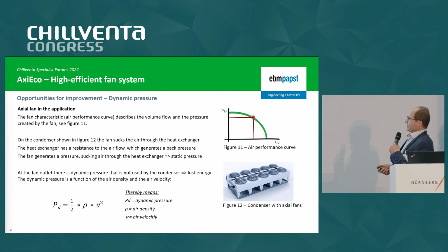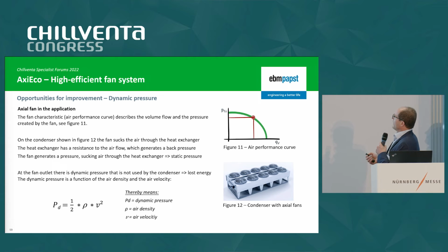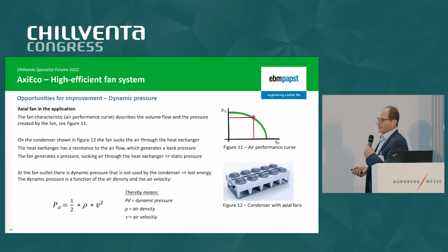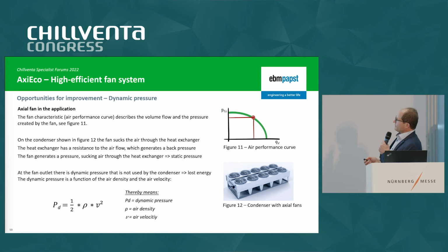What is also important to know when it comes to efficiency of the fan, again, we see dynamic pressure as a loss. What you see here on this slide is a typical air performance curve or characteristic curve of an axial fan. Here we have the pressure, which is generated by the fan. Here we have the air flow. And here we actually have the characteristic curve. And when the fan is installed in a typical application, like you see here on this picture, a typical condenser unit, then we get a certain duty point here.